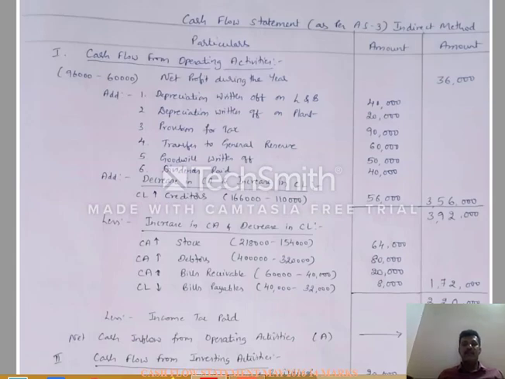Now let's move on to the preparation of cash flow statement as per accounting standard 3 under indirect method. So here in the first part we have to record the cash flow from operating activities. It starts with net profit during the year. As I already said, the net profit is 36,000 for the current year. Then we have to add the items that are usually debited to the profit and loss account of a company. So here in the ledger accounts we have debited depreciation written off on land and buildings, depreciation written off on plant, and provision for tax for the current year.